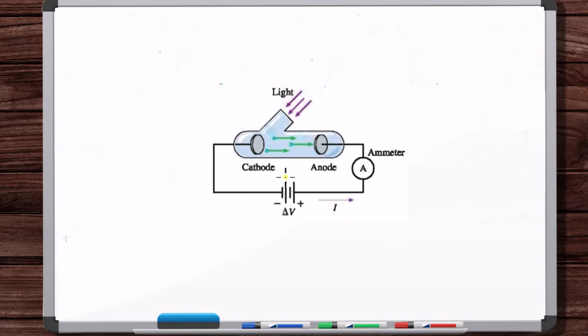Now, it obviously depends. Only certain frequencies do this. Only certain intensities do this. But still, light can make electrons come off of a metal surface.